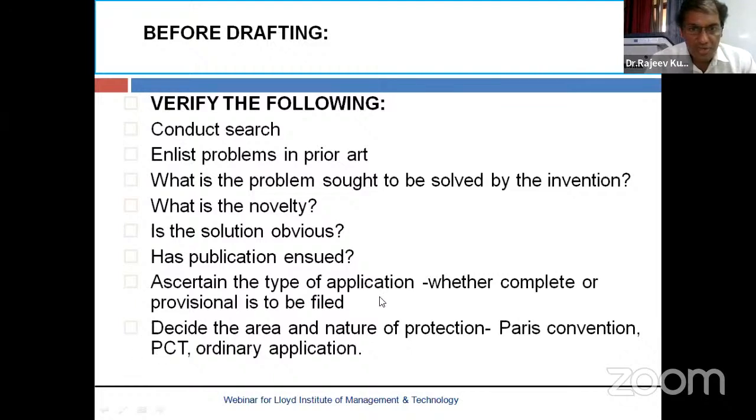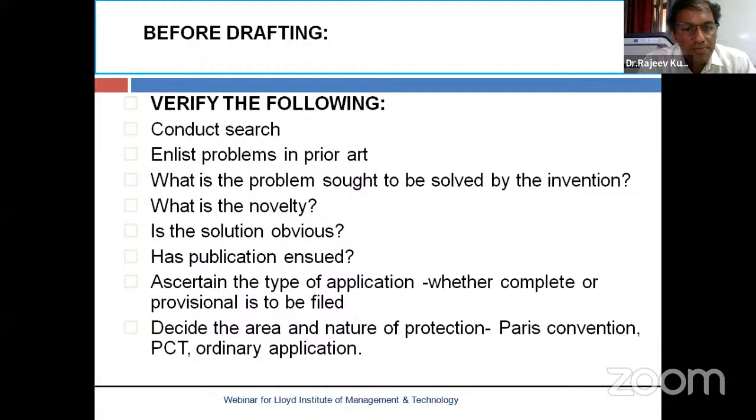Now, another decision which is to be made is, you can read the last point, beside the area and nature of protection: whether you should go for a conventional patent application or for a PCT or for an ordinary application. Let me tell you, students, that applications are of different types.